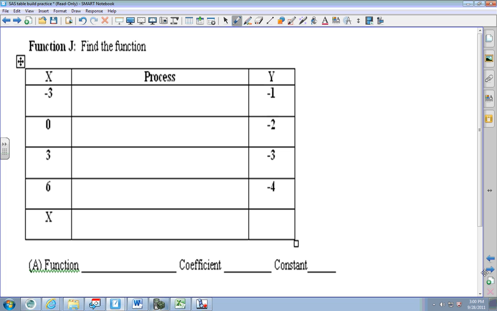All right, here's the next one. Pause the video. Come back and see how you do. In this case, step number 1 is to find delta y.